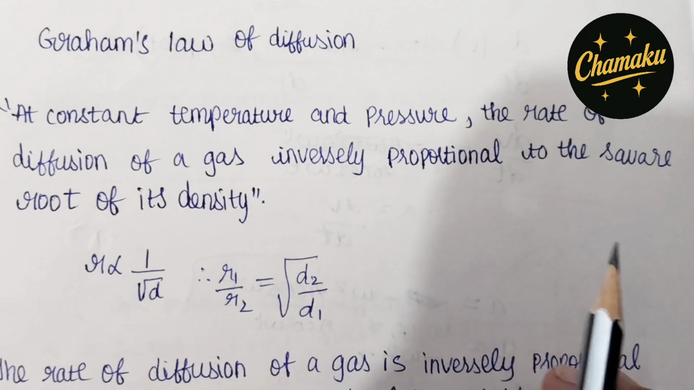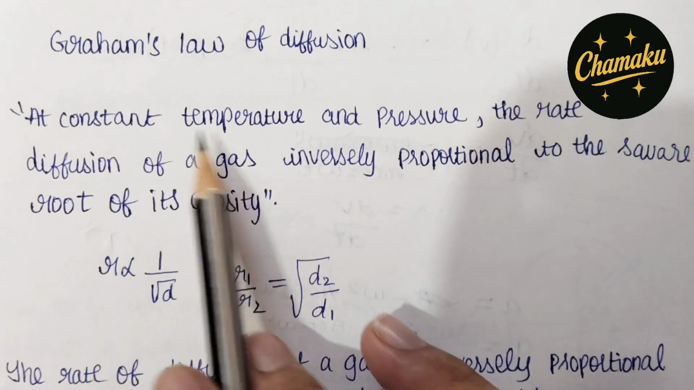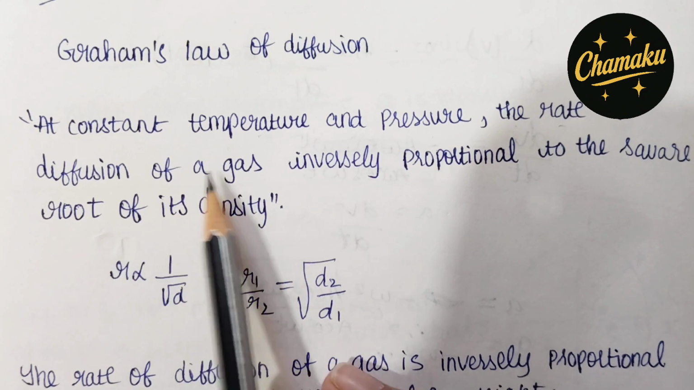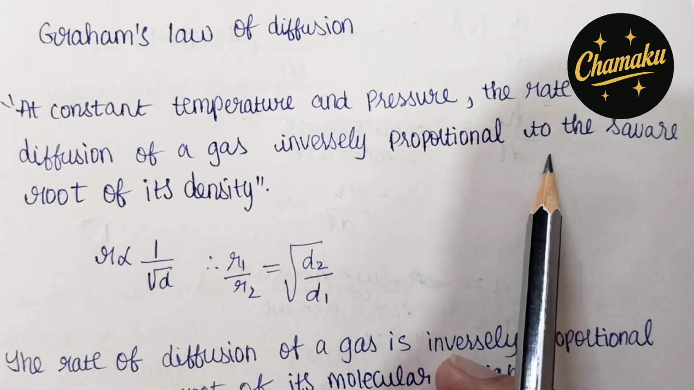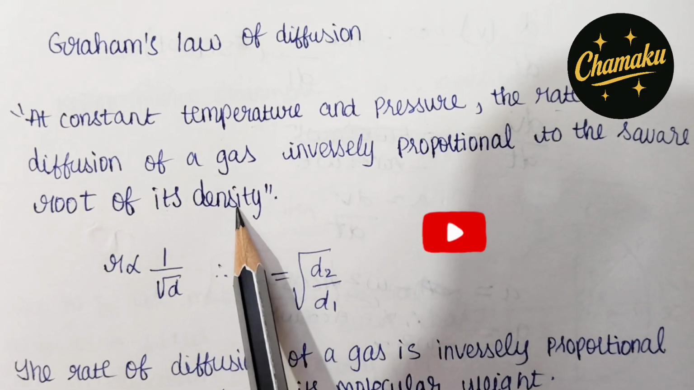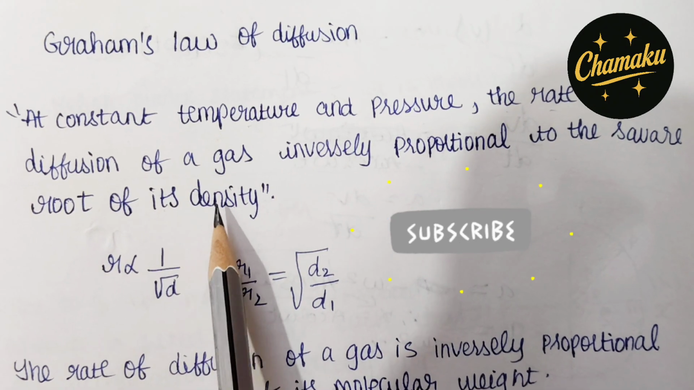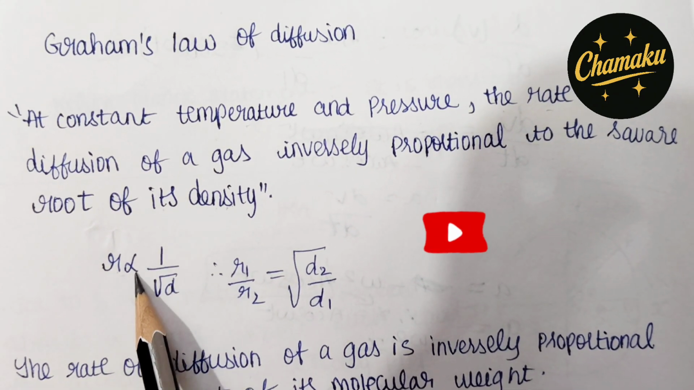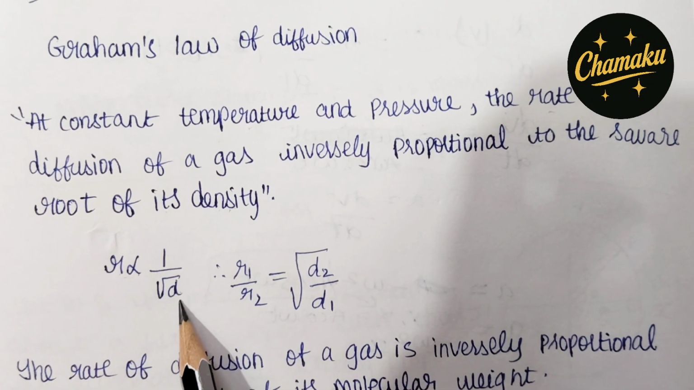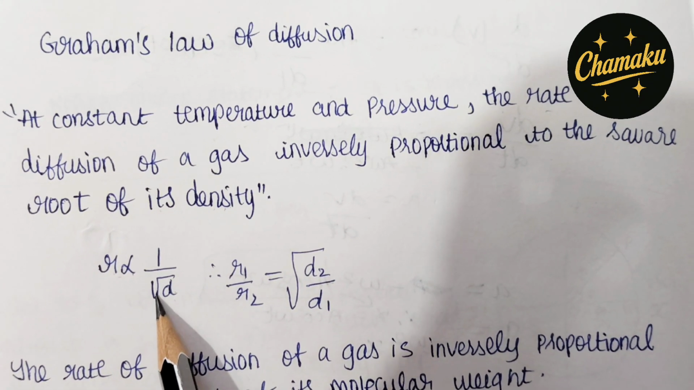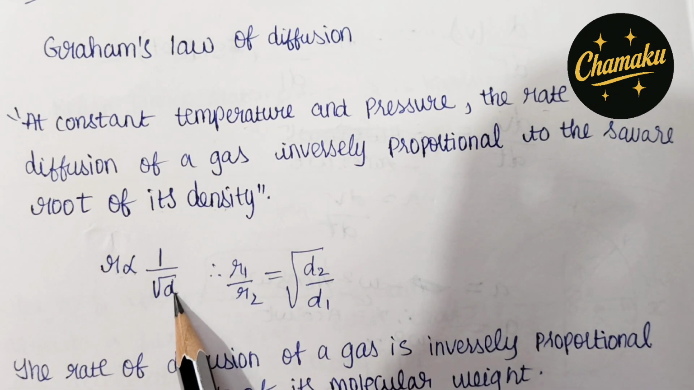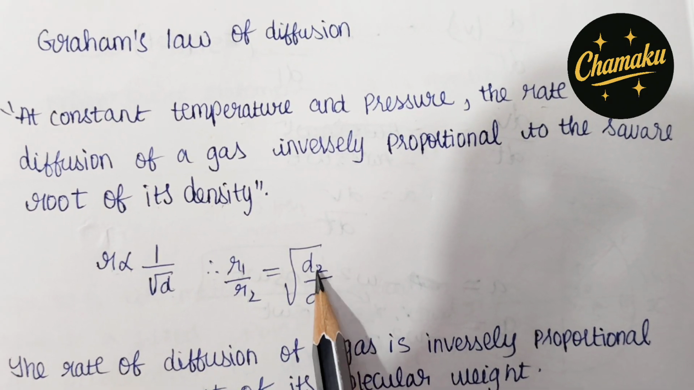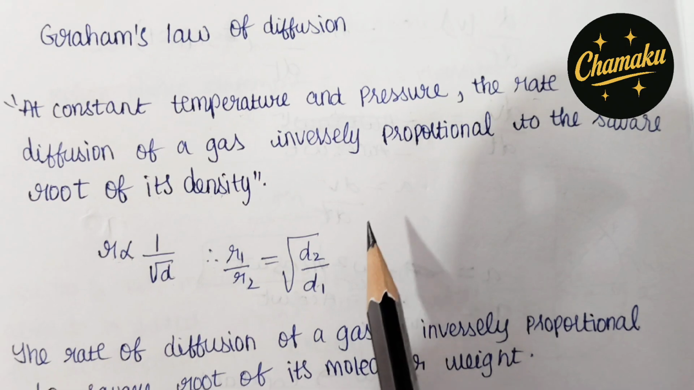So manaku first, what is Graham's law of diffusion? At constant temperature and pressure, the rate of diffusion of a gas is inversely proportional to the square root of its density. So this is the definition for Graham's law of diffusion. So R is inversely proportional to 1 by root D. This is root D ante manaku, this is density, okay? So therefore R1 by R2 is equals to root D2 by D1, okay?